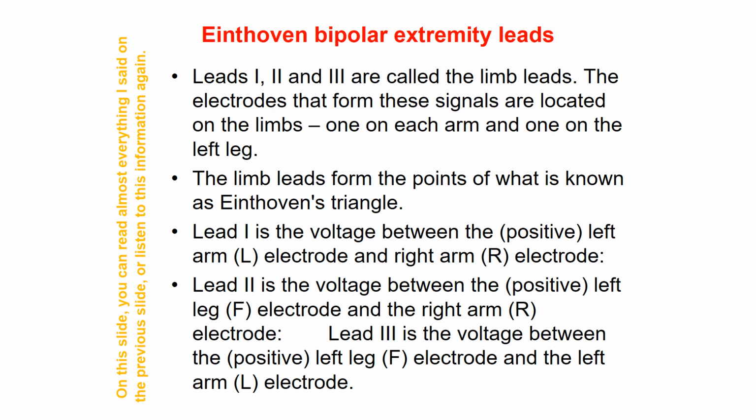Einthoven bipolar extremity leads. Leads 1, 2, and 3 are called the limb leads. The electrodes that form these signals are located on the limbs, one on each arm and one on the left leg. The limb leads form the points of what is known as Einthoven's triangle. Lead 1 is the voltage between the positive left arm, L, electrode and right arm, R, electrode. Lead 2 is the voltage between the positive left leg, F, electrode and the right arm, R, electrode. Lead 3 is the voltage between the positive left leg, F, electrode and the left arm, L, electrode.